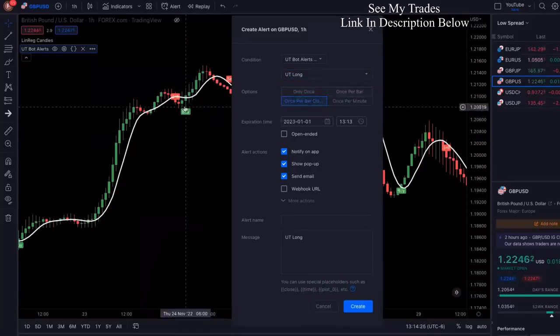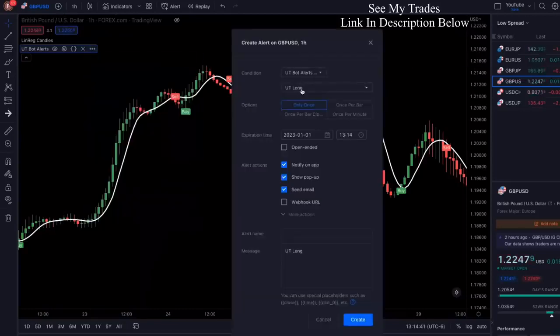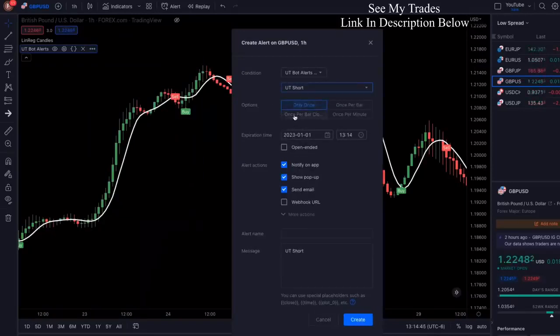So this way, when that bar closes with a buy signal, you're going to get alerted right there, okay? And then you're going to click create. Once that's done, you're going to come back up here again. And now, instead of UT long, you're going to do UT short, once per bar close, and create again.